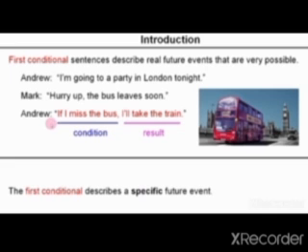First conditional sentences describe a specific event. Here, come back towards the sentence. If I miss the bus, I will take the train. This is a specific future event.